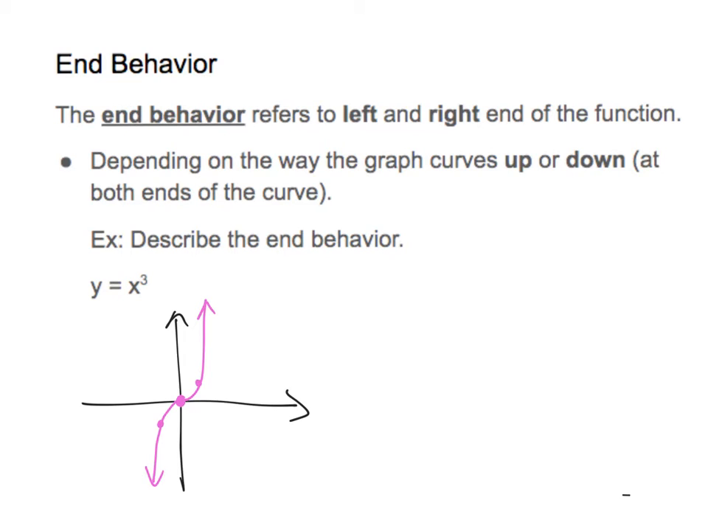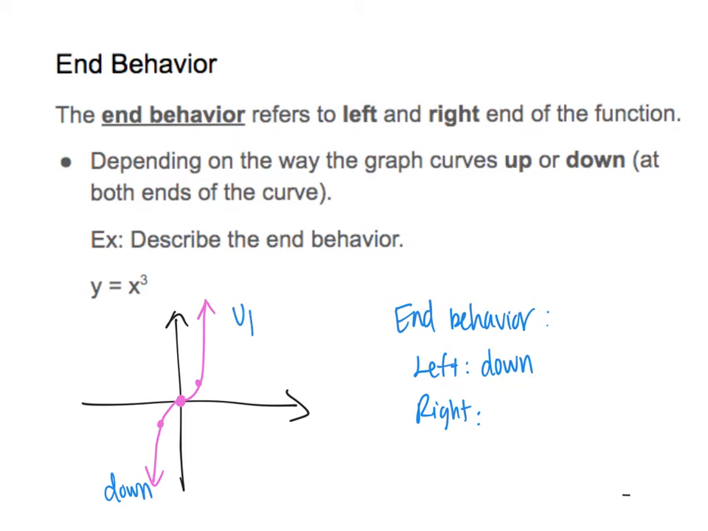So in this case, we're going to describe the end behavior. End behavior is talking about the left and the right. So watch how the left side here, the far left side, is pointing down. So that means left is pointing down. And then the right side here is pointing up with an arrow. So this means that the right side is up. And that's it. I have described the end behavior.